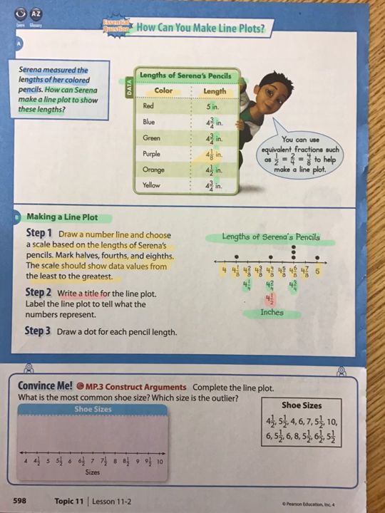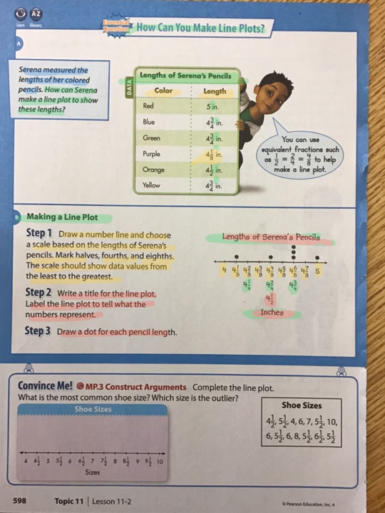Next, you're going to write a title for the line plot, which I've already highlighted in green. And we're going to label the line plot to tell what the numbers represent. That would be your inches. So we've got our title and our label. Now we're going to draw a dot for each pencil length.